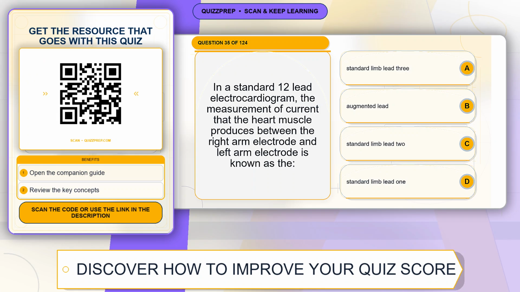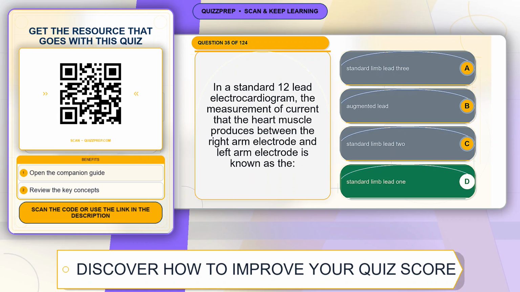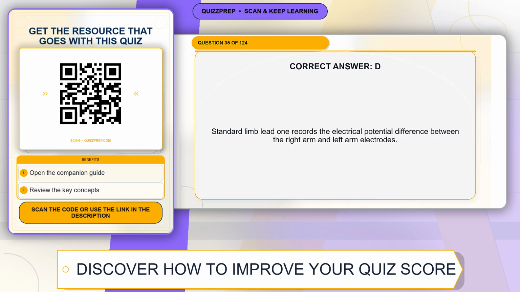Question 35. In a standard 12-lead electrocardiogram, the measurement of current that the heart muscle produces between the right arm electrode and left arm electrode is known as the: Option A, standard limb lead 3. Option B, augmented lead. Option C, standard limb lead 2. Option D, standard limb lead 1. The correct answer is option D, standard limb lead 1. Explanation. Standard limb lead 1 records the electrical potential difference between the right arm and left arm electrodes.